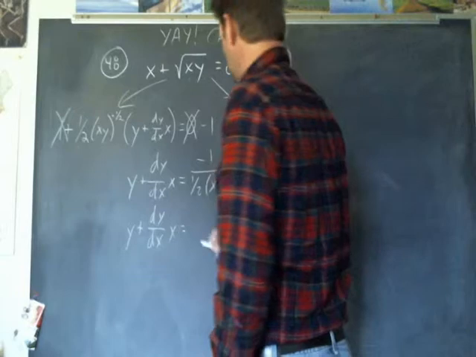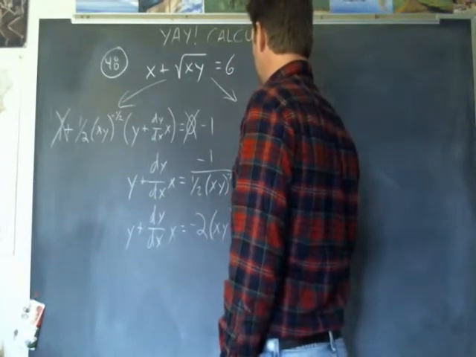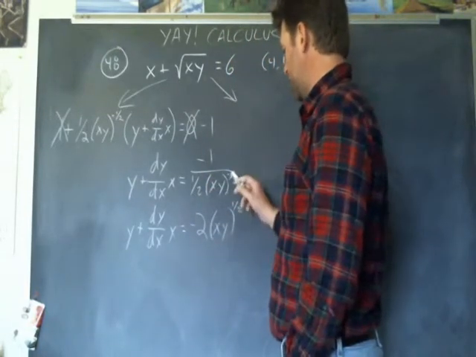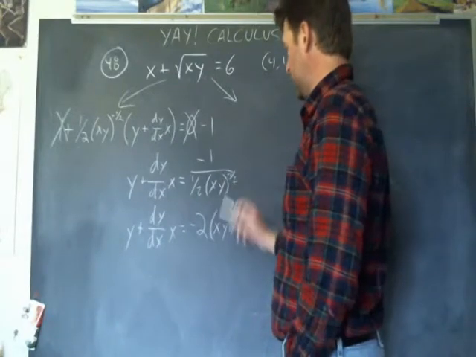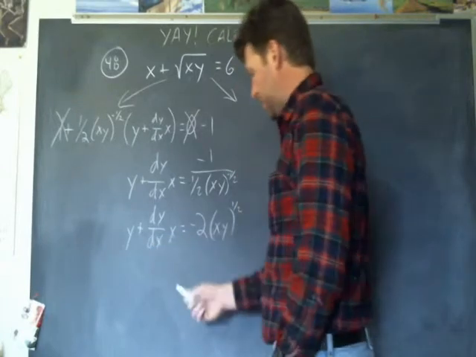So let's clean that up a little bit before we move the y over and divide by x. This will be a 2 up top, so it'll be negative 2 times xy to the 1/2. We divided by 1/2, we got 2, kept the negative, and dividing by 1 over xy to the 1/2 is multiplying by xy to the 1/2. So now we can subtract y and divide by x.